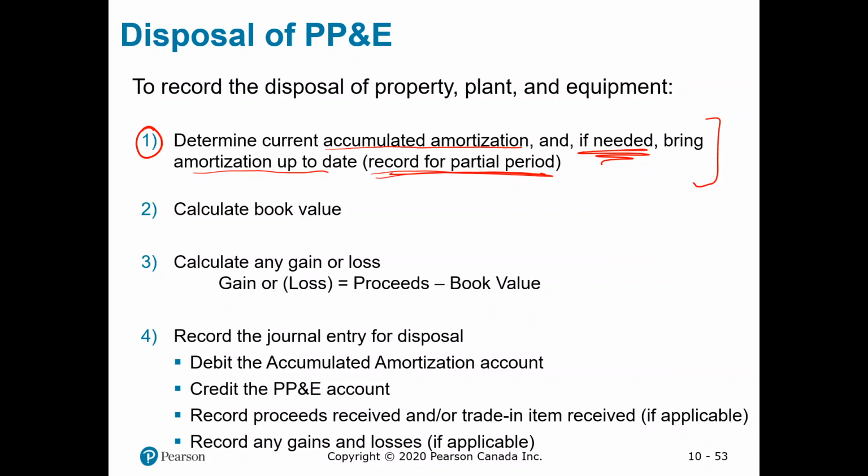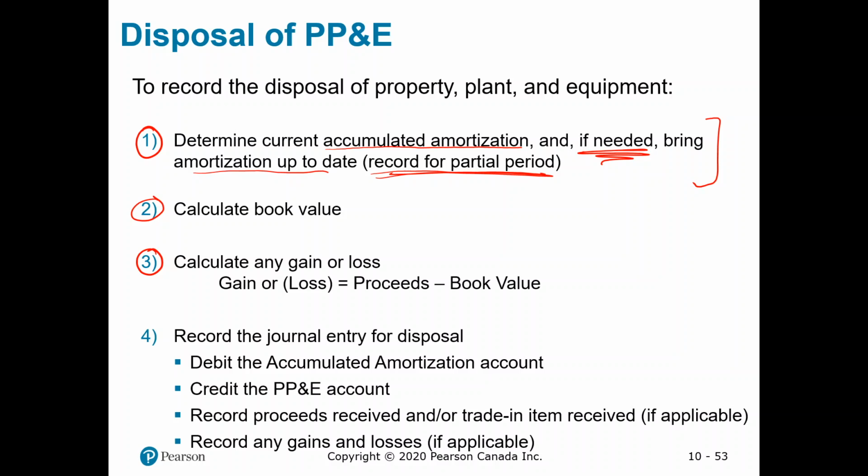your accumulated amortization is. You use that in step 2, where you calculate the book value of the asset. And remember, this is cost minus our accumulated amortization. Once you've got that, you can actually now calculate the gain or loss on sale.